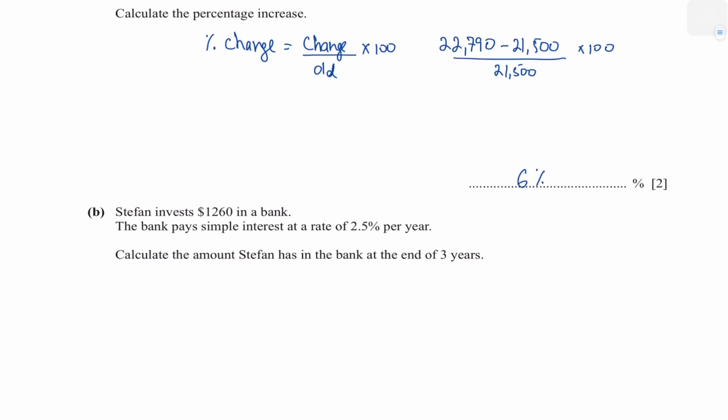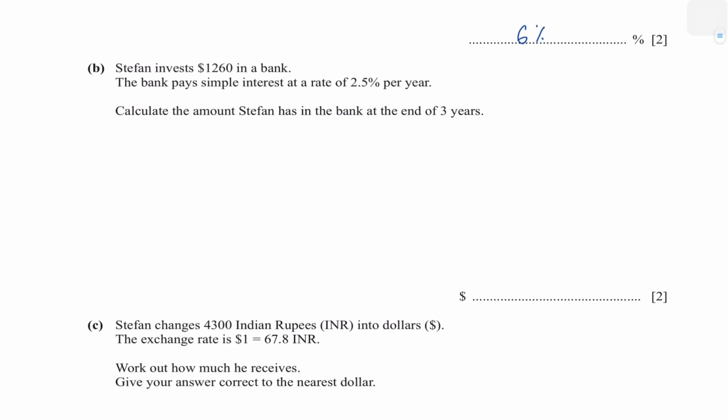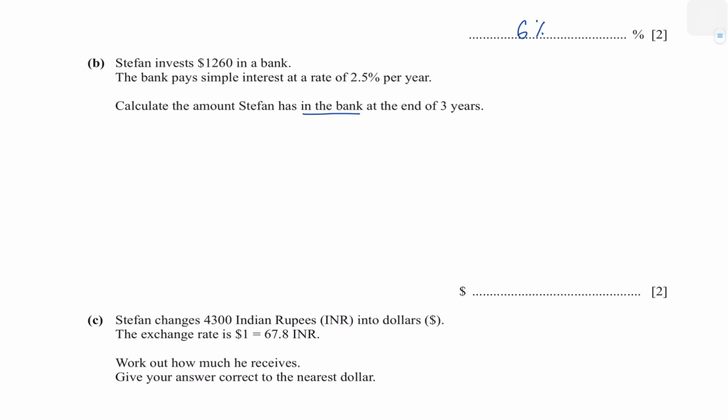Okay. Now let's do part B, which says Stephen invests $1,260 in a bank. The bank pays simple interest at a rate of 2.5% per year. Calculate the amount Stephen has in the bank at the end of 3 years. The reason I'm emphasizing this is because we have to give the total amount. Before that, we have to figure out the interest earned during these 3 years. The formula is simple interest equals principal amount, which is the amount you invest in the bank, multiplied by the rate, which is 2.5% here, multiplied by the time, which is 3, and then divide by 100 for percentage.